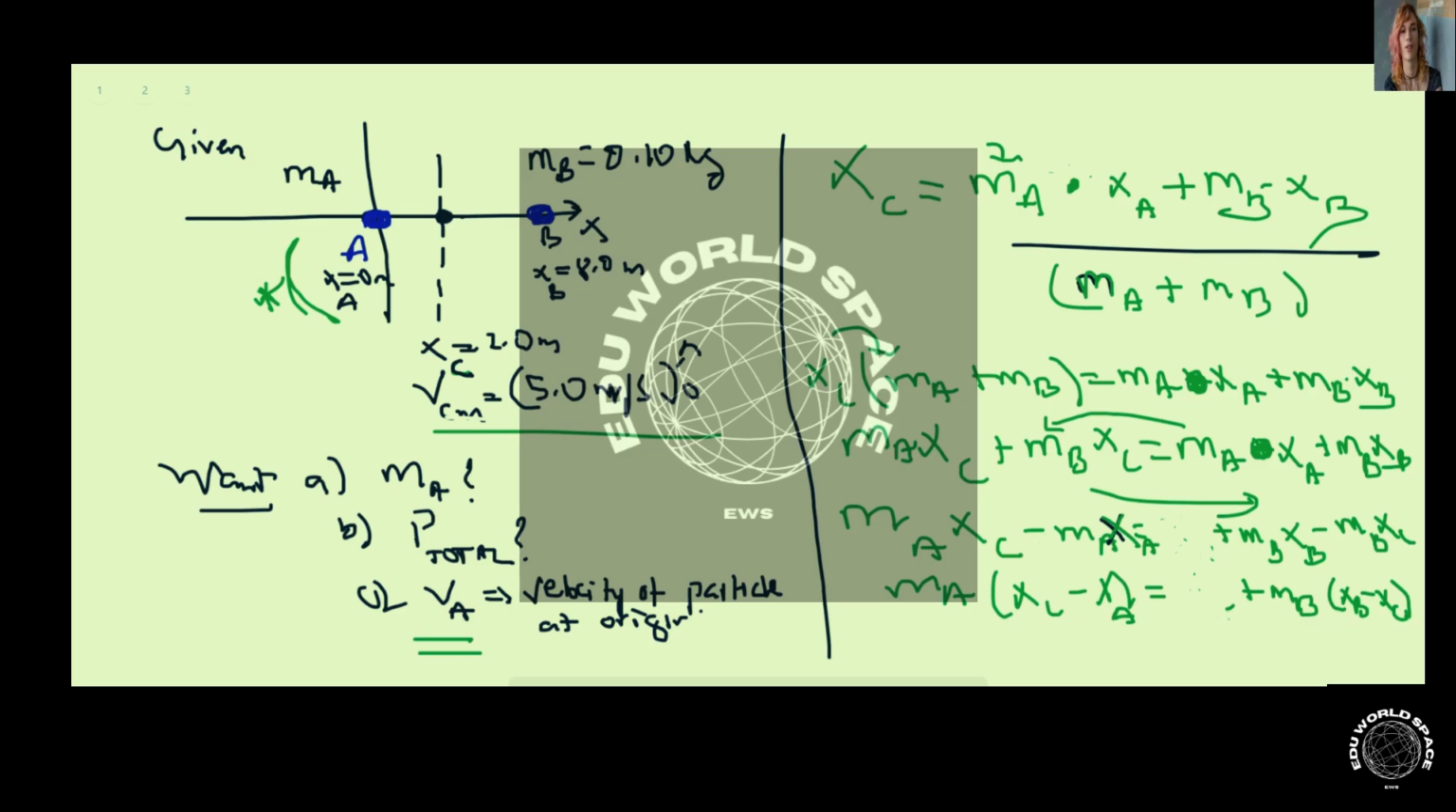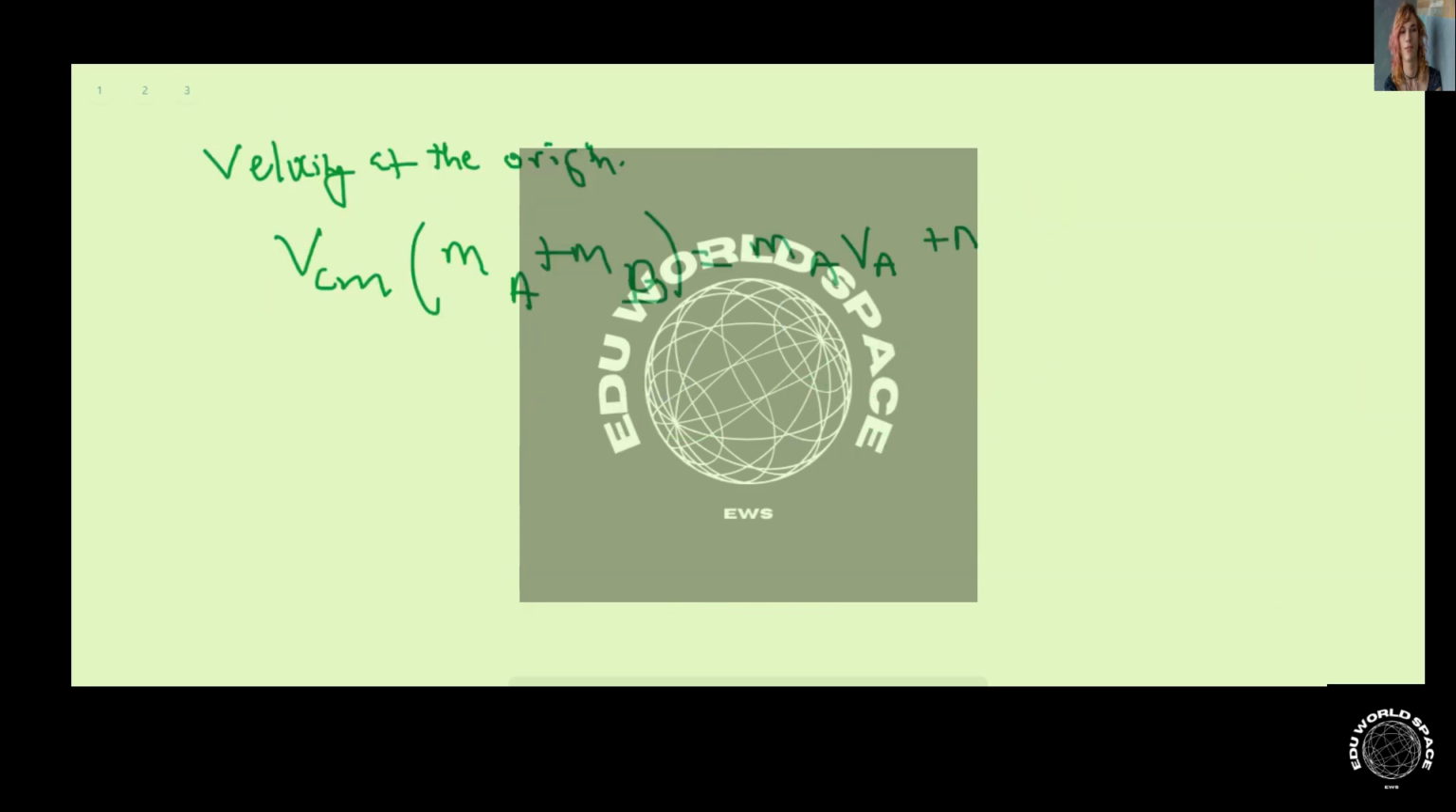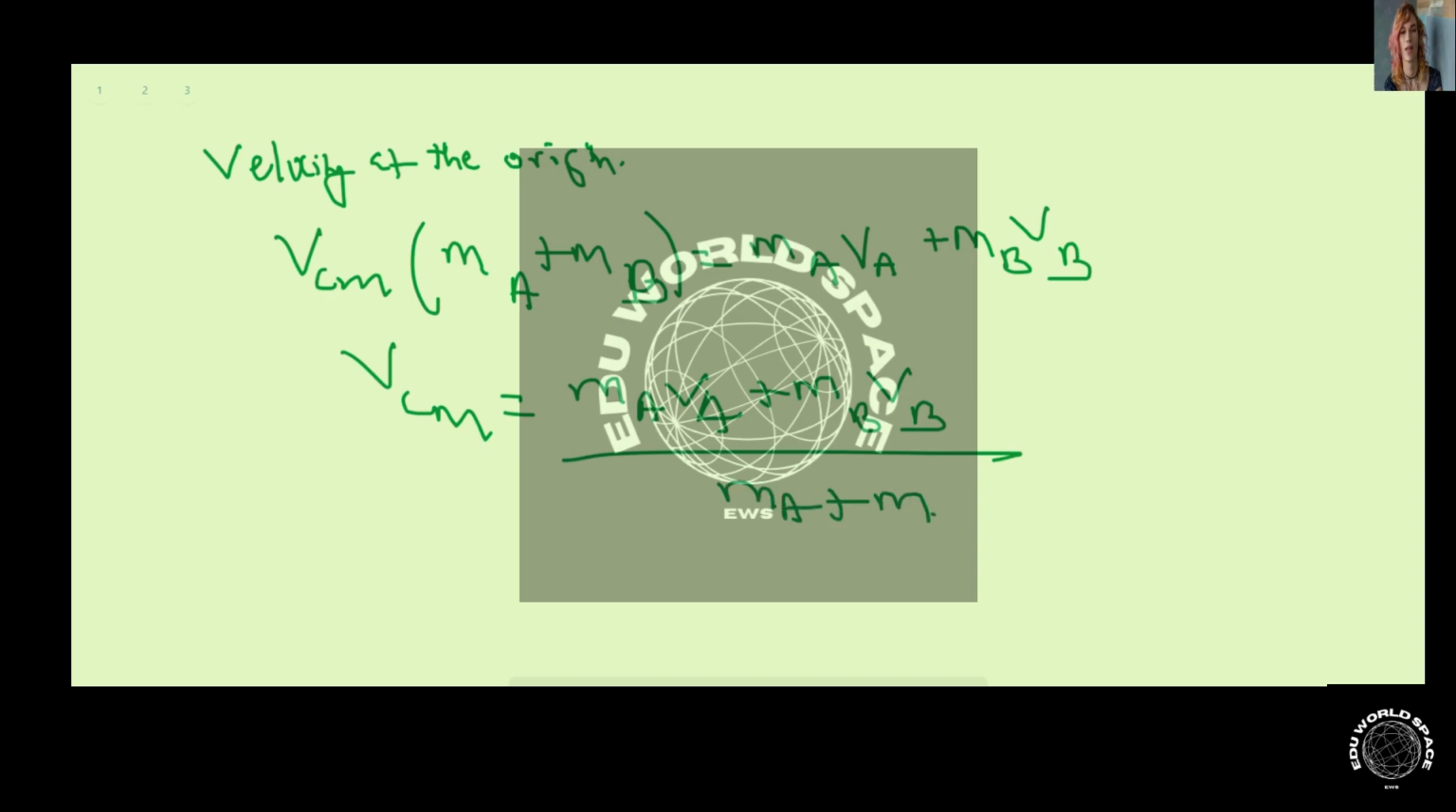And then VB is the velocity of the second one plus MB VB. And so V, velocity at center of mass, is equivalent to the individual momentum over the sum of the masses. And our goal is to get the velocity of A, so we're going to solve for that. And so VCM times (MA plus MB) equals MAVA plus MB VB.